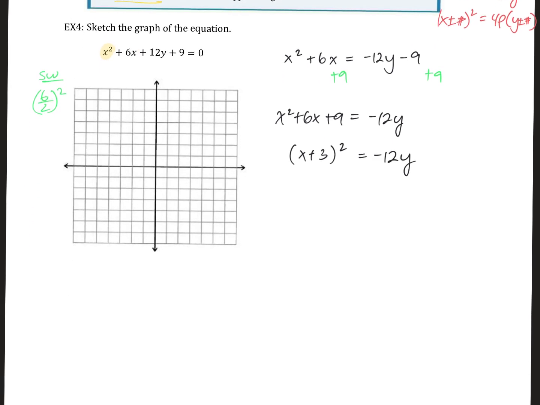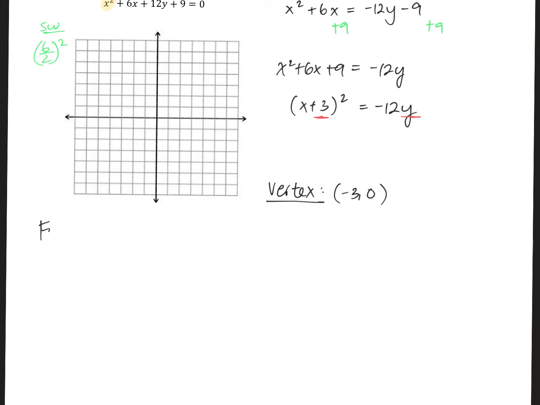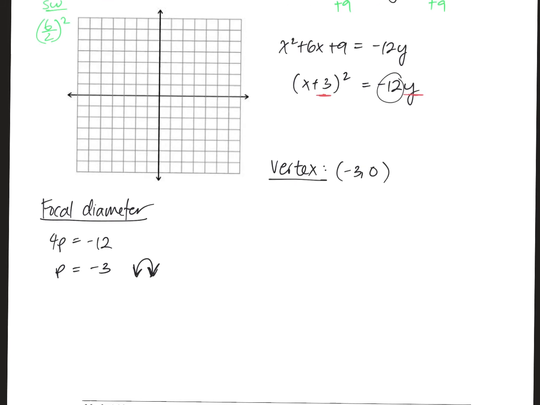So what do we need to find for the parabola? Well, we need the vertex, which we can easily pull off from right here, the 3, and since there's nothing with the y, we'll assume it's 0. So we have negative 3 comma 0 for our vertex. And then we have to find our focal diameter. To find that, we'll take 4p, which we know should equal the negative 12, which means p equals negative 3. Since p equals negative 3, we know that our parabola is going to open down, since it's a negative. And that means our focal diameter.